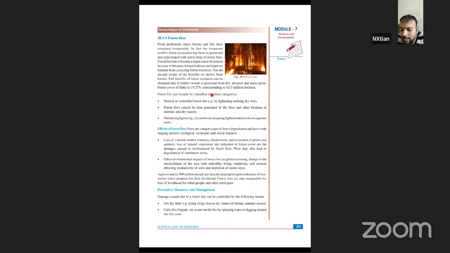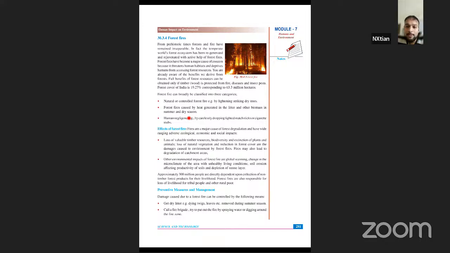Okay, forest fire can happen in three categories: natural, or sometimes lightning also. Lightning, as I told you, happens because of a huge amount of energy. The dry trees or dry leaves catch fire. Forest fire is caused by heat generated in the litter and other biomass in summer and the dry season. As I told you, heat generation by the litter and other biomass, and human negligence.